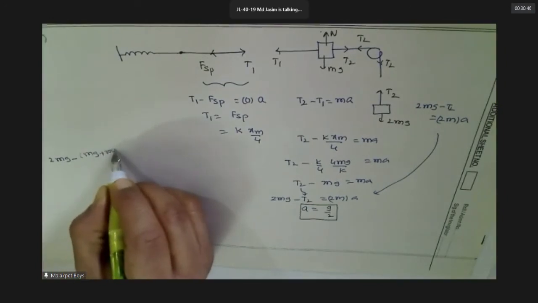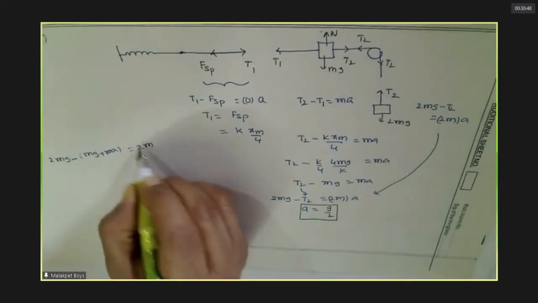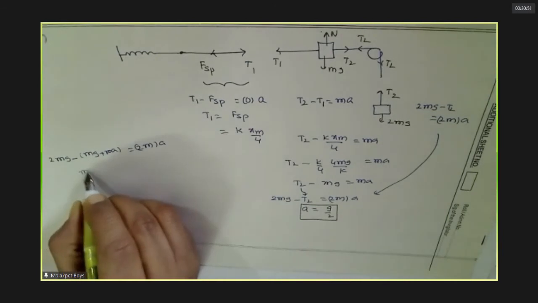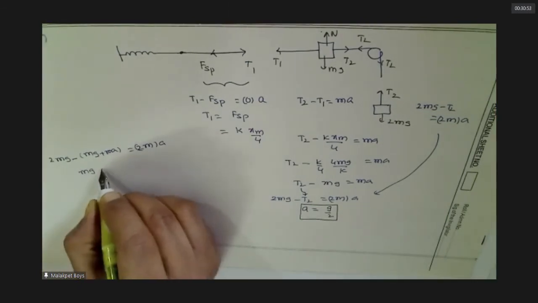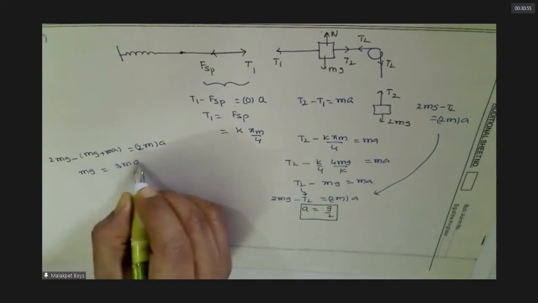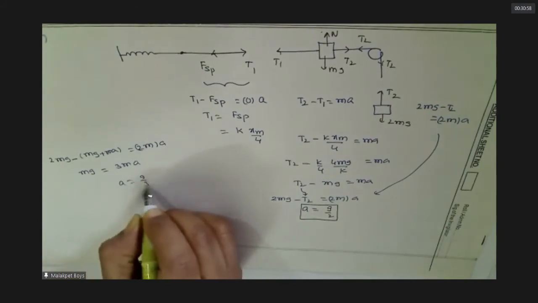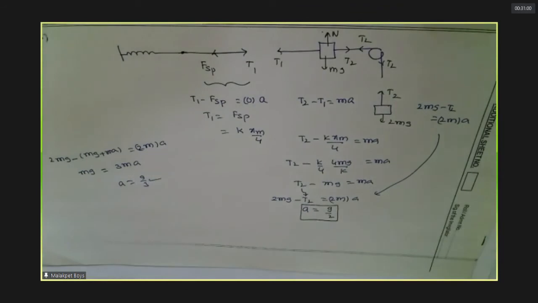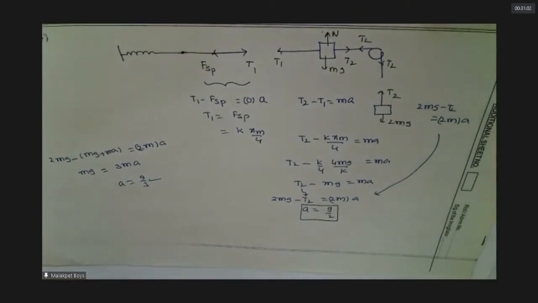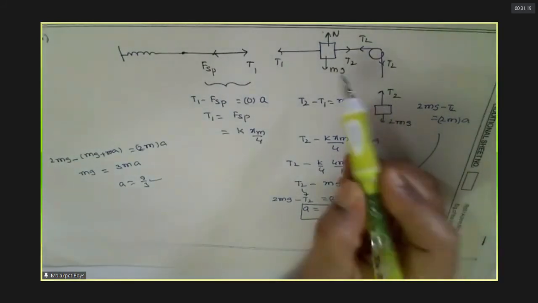G by 3, sir. I'm getting G by 3, sir. G by 3 you are getting. Yes, sir, same only. You run it correctly only, no? T2, T1.